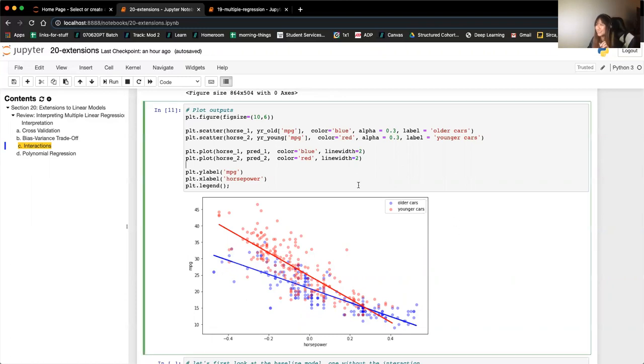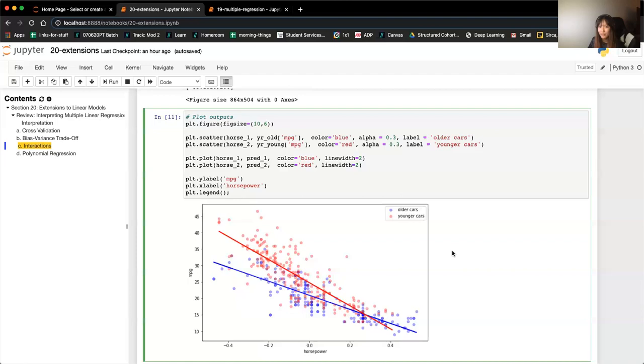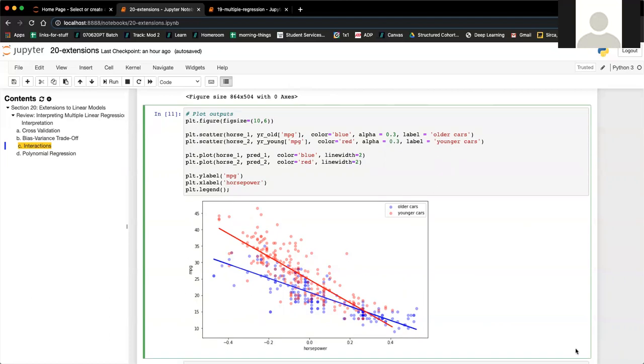I feel like that sentence didn't super make sense. Does anyone want to clarify anything? So you're saying that the younger cars and the older cars may have a linear relationship if you separate them. Yes, they might have different linear relationships if you separate them. Different linear relationships, right? Okay.